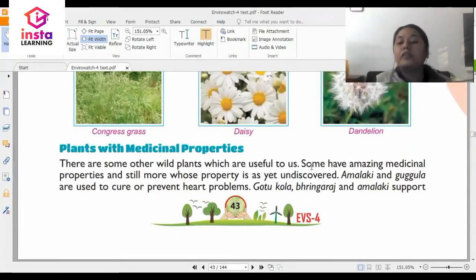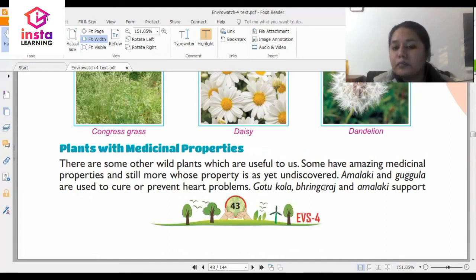Next, we talk about the plants which have medicine qualities. Like we heard about neem, which is the most popular tree in terms of medicinal quality. There are some other wild plants also which are used as medicine. Some have amazing medicinal properties and still more whose property is as yet undiscovered. Amlaki or gugula are used to cure or prevent heart problems.